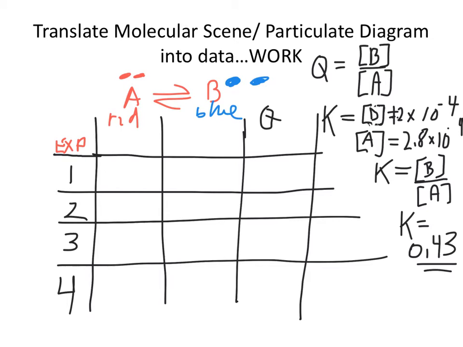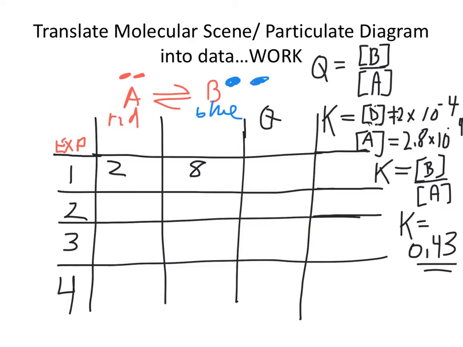And then by comparing Q and K, we will describe which direction the reaction needs to shift in order to achieve equilibrium. Okay, so let's count the dots. In experiment 1, we have 2 red and 8 blue. So at this point, the reactants are favored over the products. I mean, this is maybe the beginning.